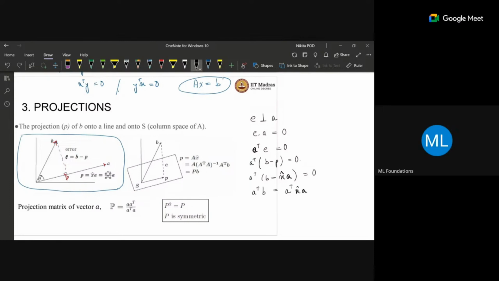Now your goal is to find p. To find p, you need this, which is just x hat a. So you need to find what this x hat is. This x hat is just a transpose b divided by a transpose a. So p should be a transpose b by a transpose a, times a.